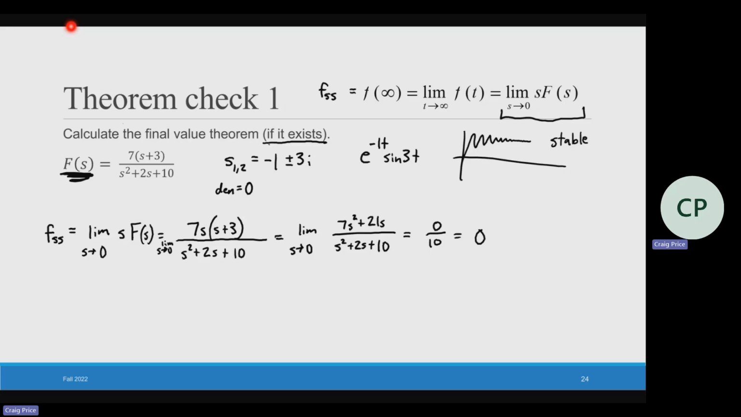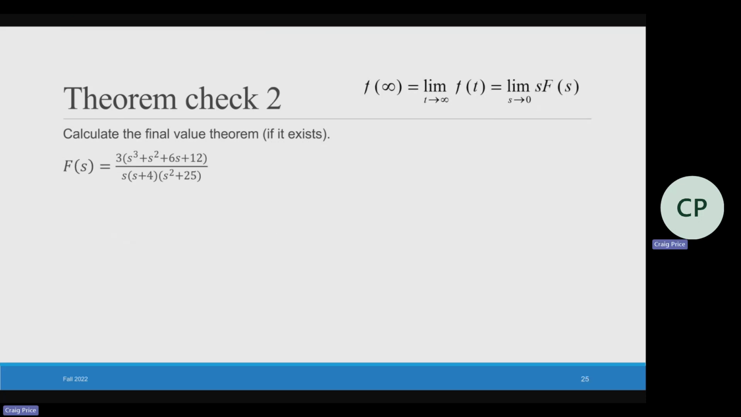I want you to try one of these, and then I think we'll take a break. You ready? Cool. I would like you to calculate the final value theorem if it exists.